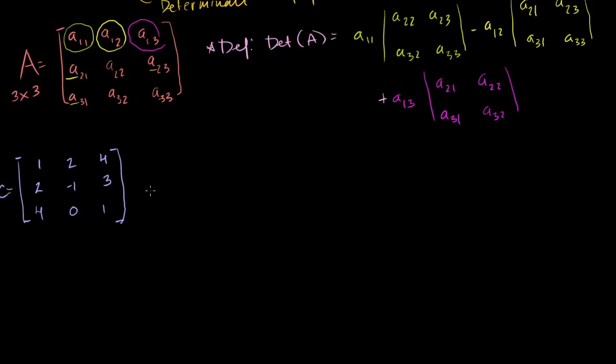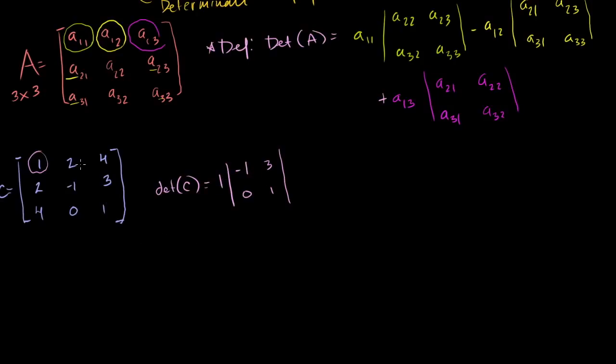So if we want to figure out the determinant of C, I take this guy right here, 1, times the determinant of this submatrix right here. So we have a -1, we have a 3, we have a 0, and we have a 1. Notice I got rid of this guy's column and this guy's row, and I was just left with -1, 3, 0, 1.